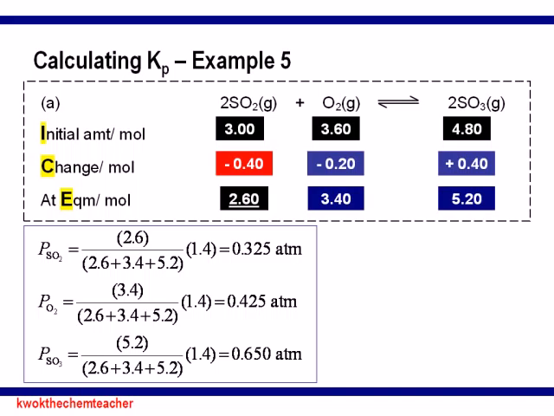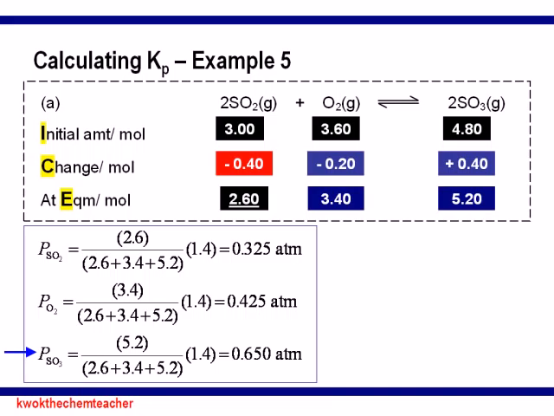Now, using the partial pressure calculation through Dalton's law of partial pressures, the partial pressure of sulfur dioxide would simply be the number of moles of sulfur dioxide at equilibrium divided by the total number of moles of gas. That will give us the mole fraction of sulfur dioxide, multiplied by 1.4. That will give me the partial pressure of sulfur dioxide. The partial pressure of oxygen can also be calculated in a similar fashion. You find the number of moles of oxygen divided by the total number of moles of gases, multiplied by the total pressure, and that will give us the partial pressure of oxygen.